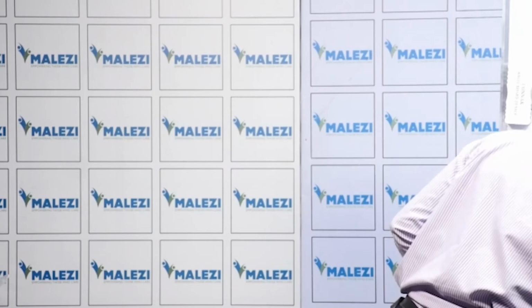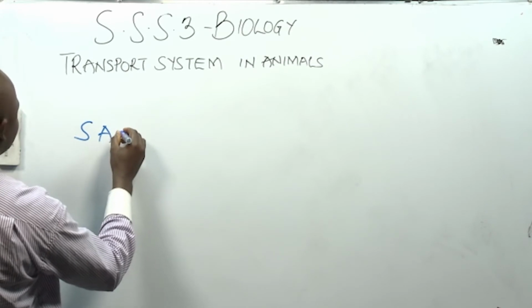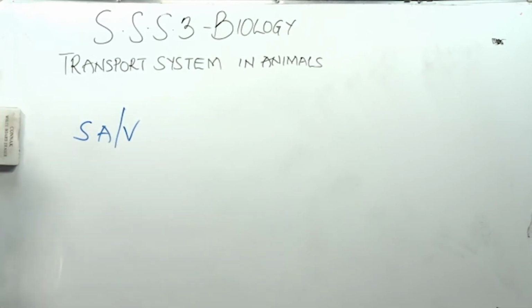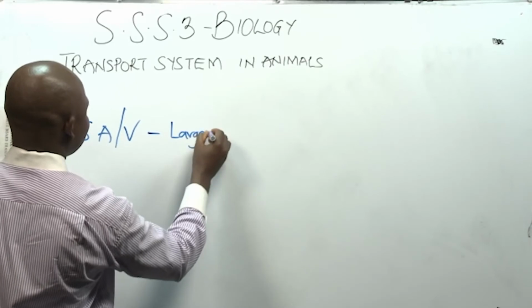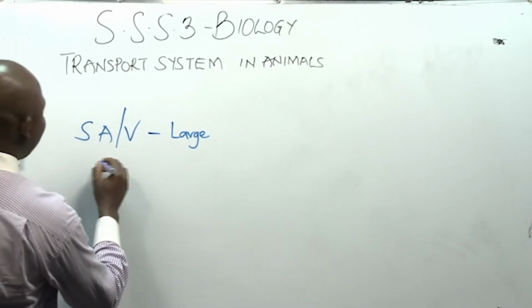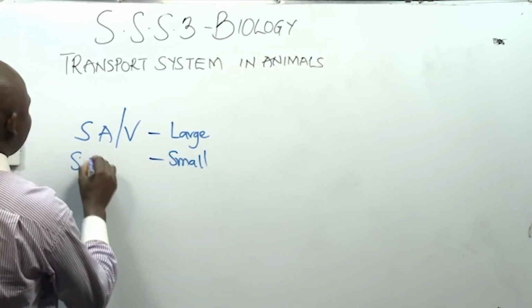The reason is very simple. There are a lot of materials that need to be moved from one place to another, and in multicellular organisms, there is a small surface area to volume ratio in the body. In some materials, you see a term like this: surface area to volume ratio. In unicellular organisms, we have a large surface area to volume ratio, while in multicellular organisms, we have a small surface area to volume ratio.